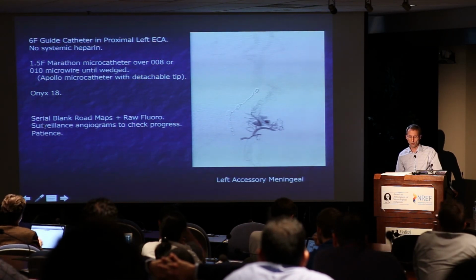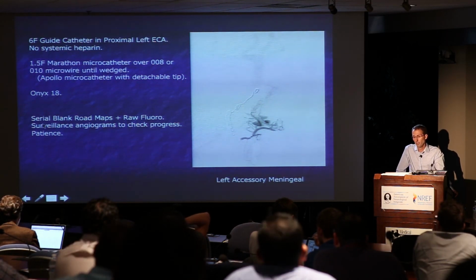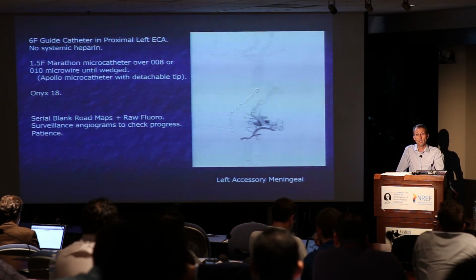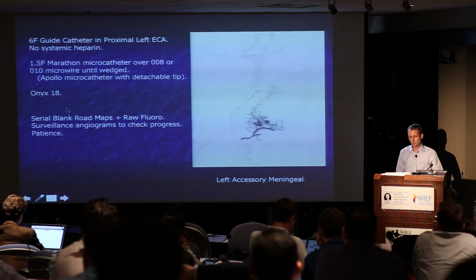And I like to use Onyx 18 if I'm in an extremely small branch and I still have a little ways to go to the fistula. Most of you probably have used Onyx, and we'll get to use it in the lab, but it's important we just use serial road maps, blank road maps, along with raw fluoros. We're building our plug to then gradually push it forward. The key is using a guide catheter system that will accommodate your microcatheter, but also allow you to do surveillance angiograms as you are in progress. And then, of course, with Onyx, whether it's an AVM or a dural fistula, patience is sort of critical.